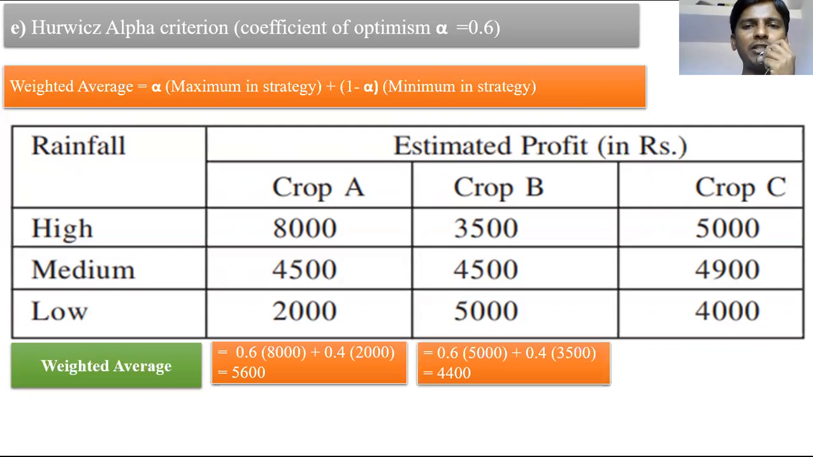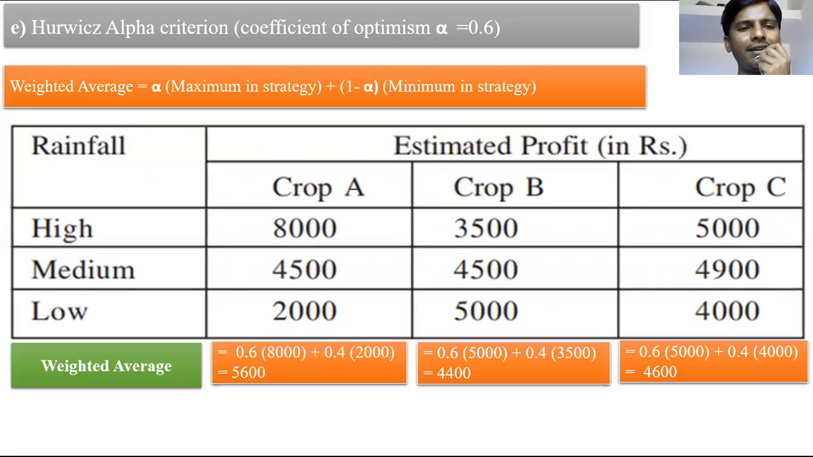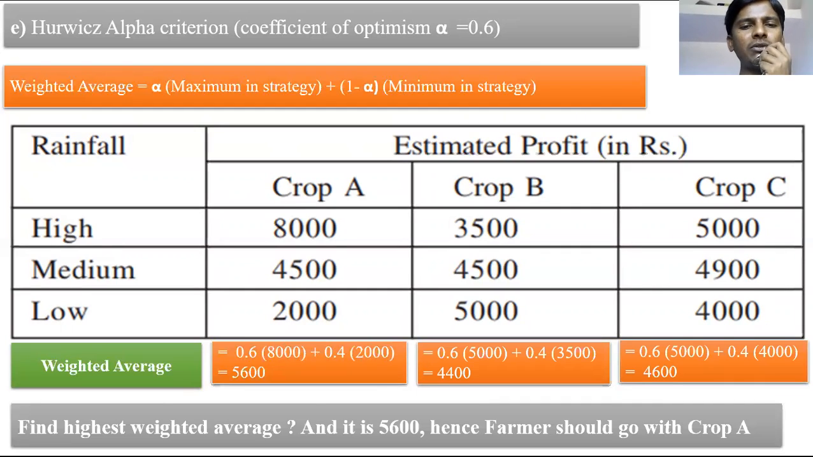In the same way we calculate the weighted average for crop B: 0.6 into 5000 plus 0.4 into 3500 is equal to 4500. And the same way for crop C: 0.6 into 5000 plus 0.4 into 4000 is equal to 4600. So according to the weighted average method, which is highest? The highest is 5600. So according to Hurwicz's alpha criterion, we should suggest the farmer go with crop A. This is how we calculate Hurwicz's alpha criterion.